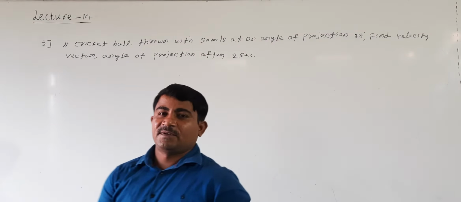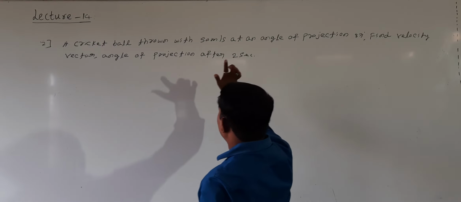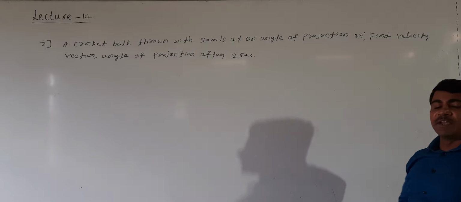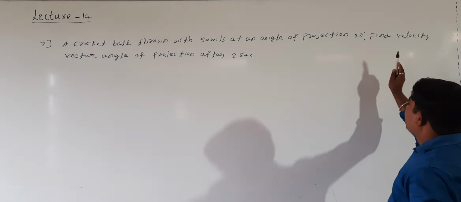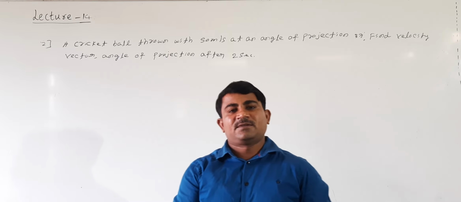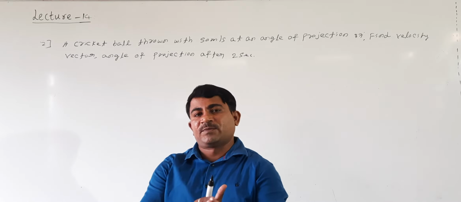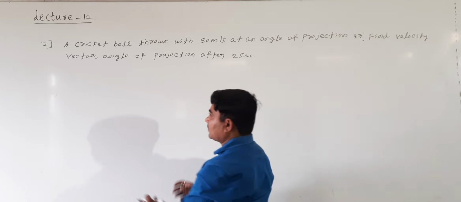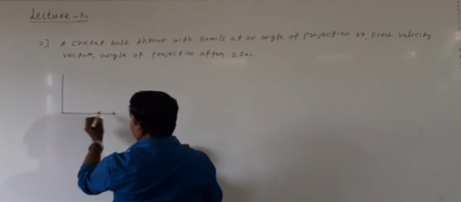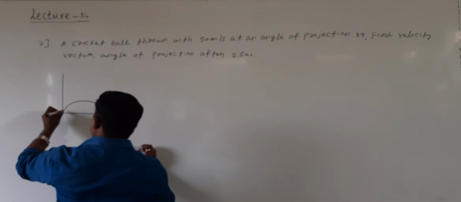Okay, students. Second numerical: a cricket ball is thrown with 50 meter per second at an angle of projection 37 degrees. Find the velocity vector and angle of projection after 2 seconds. This numerical we will see. How is this one? This is a projectile. Right? This is a projectile projected like this.